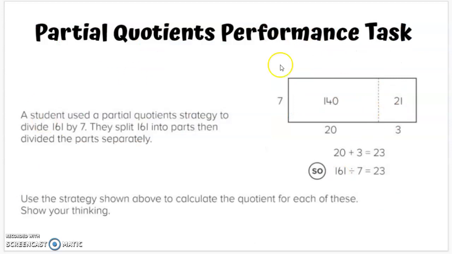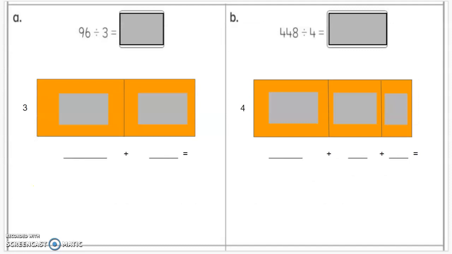Okay, this just shows the partial quotients again, and you're going to use that strategy or whatever strategy you want to solve these 2 problems right here. If you don't use a partial quotients method, just put your answer right here, leave this blank. You can show me your work in any other way down here.